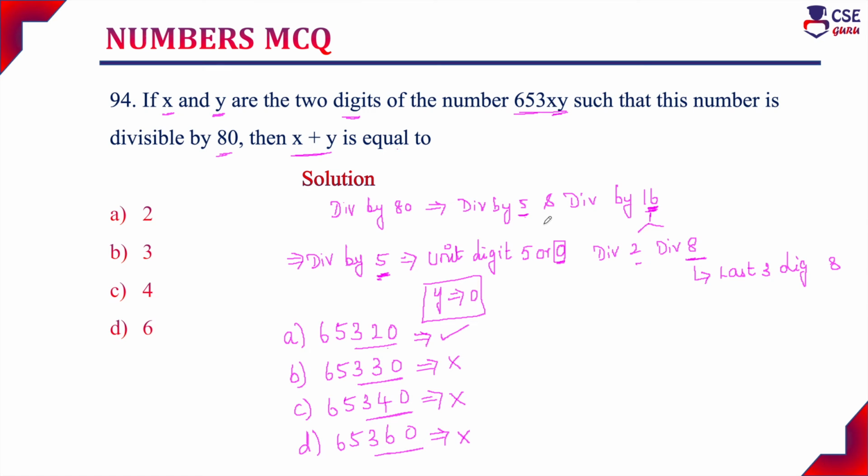So the correct option that is divisible by 5, 2 and 8 is option A. So x plus y is equal to... The x value is 2 and the y value is 0. So we will get 2 only. So x plus y is equal to 2. So the correct option is option A, 2.